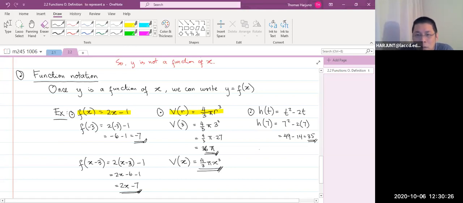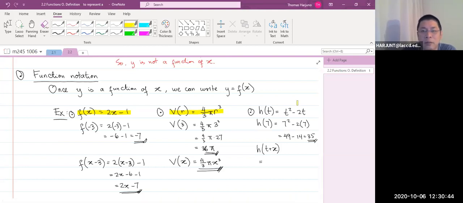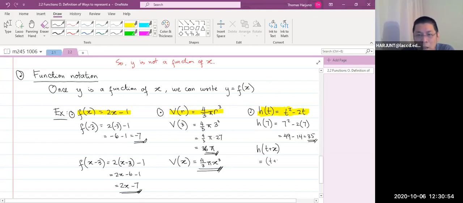How about h of t? Instead of h of t, I make it h of t plus x. H of blah is blah squared minus 2 blah. And then from there, I simplify: t squared plus 2tx plus x squared minus 2t minus 2x. I know that's nasty, but it is what it is.